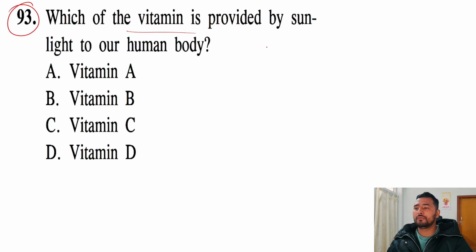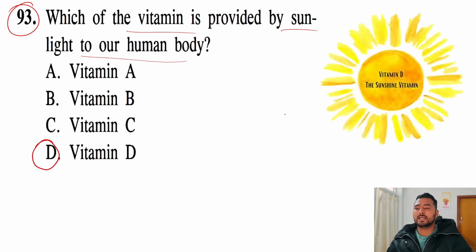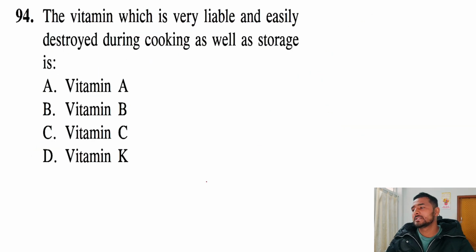93. Which of the four vitamins is provided by sunlight to our human body? We all know the sunlight vitamin. It is known as what? Vitamin D. Vitamin D is also known as the sunshine vitamin. Let's go for the next.